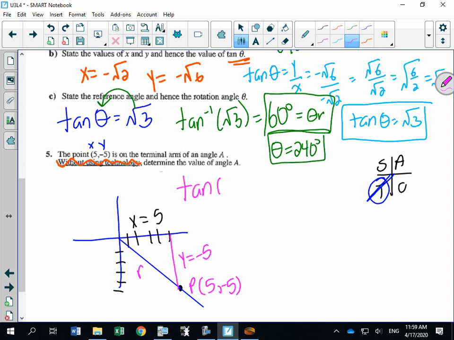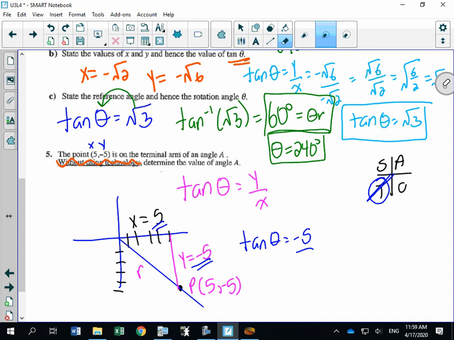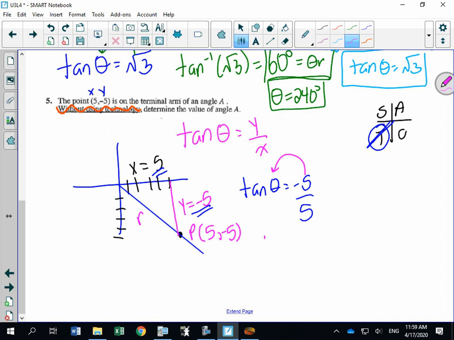And the reason why we use the tan of theta is because tan is y over x, and on our triangle, they gave us y and they gave us x. So the tan of theta is equal to y, which is -5, over x, which is 5. So tan of theta is -5 over 5. Let's figure out what theta is, and that gives us our reference angle. So the inverse tan of the absolute value. And actually what I could do is -5 over 5 is the same thing as -1. So let's actually just write that.